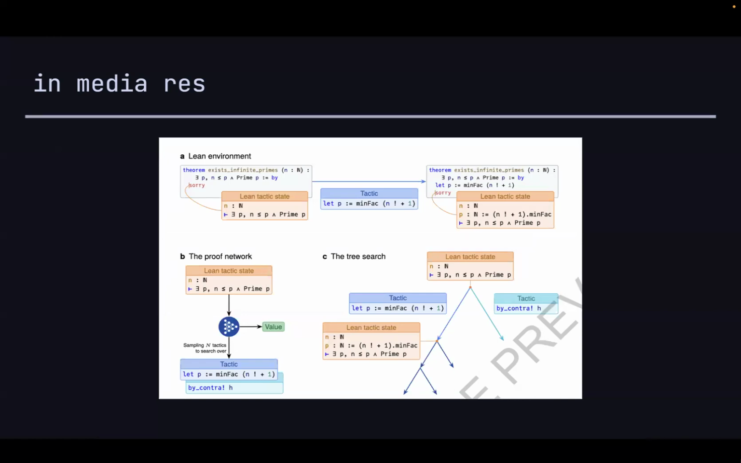So the first part is the Lean environment itself. We'll cover what a Lean environment is, or even what Lean is. The second part is the proof network. This is where AlphaGo and MuZero and all those things that you're familiar with come into play. And then the tree search, which has a modification designed specifically for the Lean language.